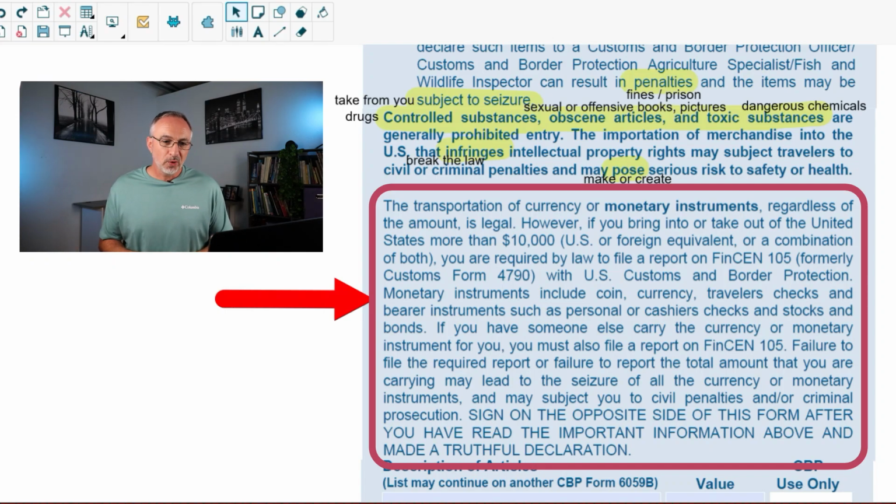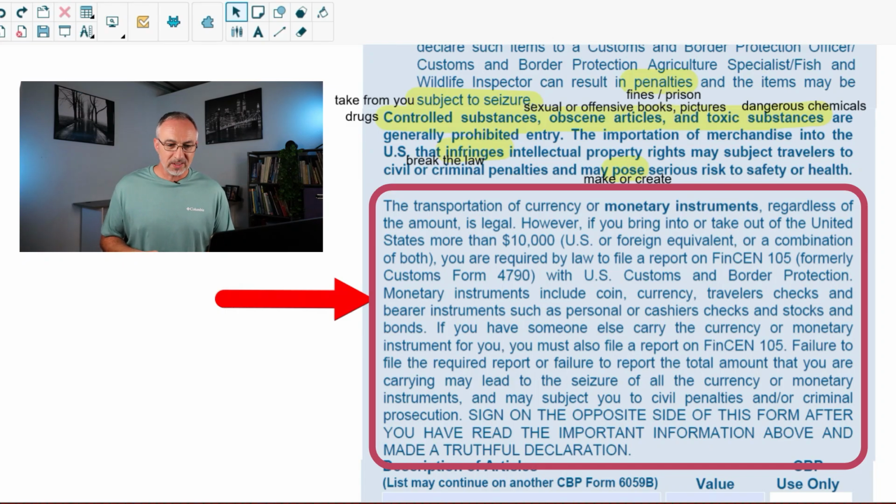However, if you bring into or take out of the United States more than $10,000, right, or the foreign equivalent, or a combination of both, you are required by law to file a report on FINCEN 105, formerly Customs Form 4790. Monetary instruments include coin, currency, traveler's checks, and bearer instruments such as personal or cashier's checks and stocks and bonds. Like we said, anything that you can transfer into money.